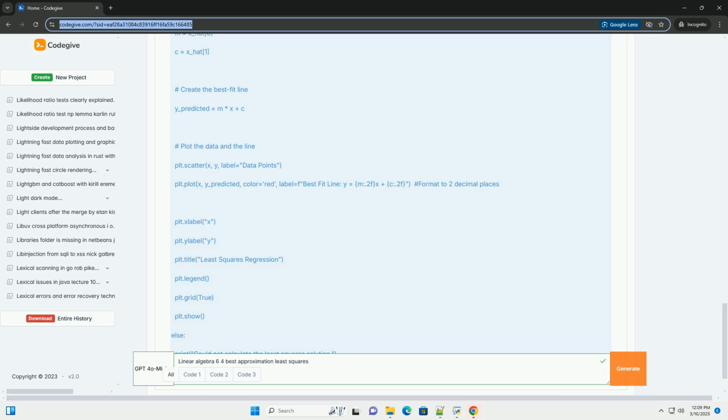Method 1: Normal equations. This method calculates A^T A and A^T b, and then solves A^T A x_hat = A^T b using np.linalg.solve. Important check: before inverting A^T A, it's crucial to check if it's invertible.